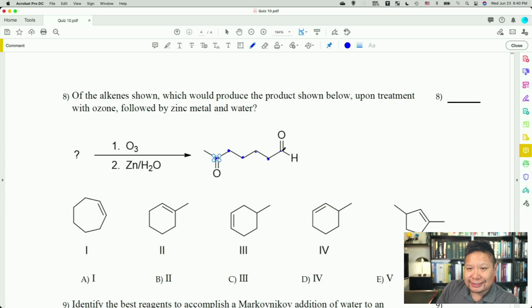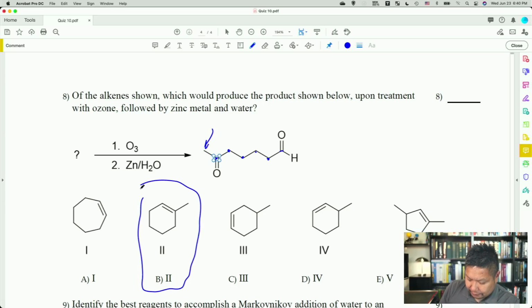So we have a cyclohexene, okay? But then we have to have a double bond, and the double bond is actually right next to this extra methyl group here, right? So the only one that has a double bond next to an extra methyl group is going to be this one, okay? This one's too far away, and this one is also too far away. And that's not the right number of carbons, and that's not the right number of carbons. So B for that one.